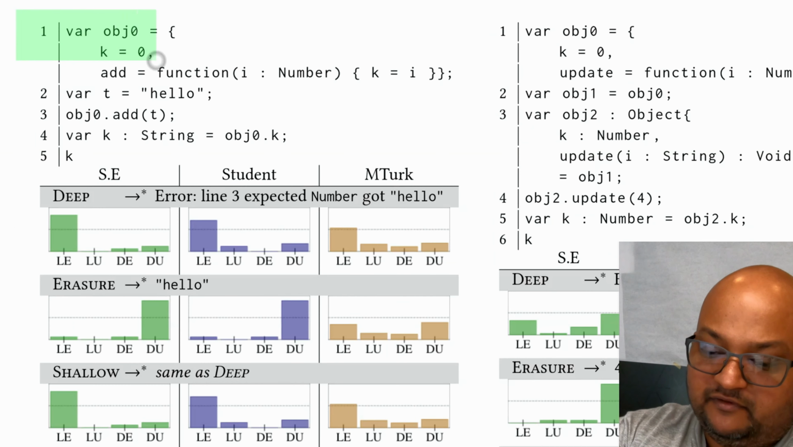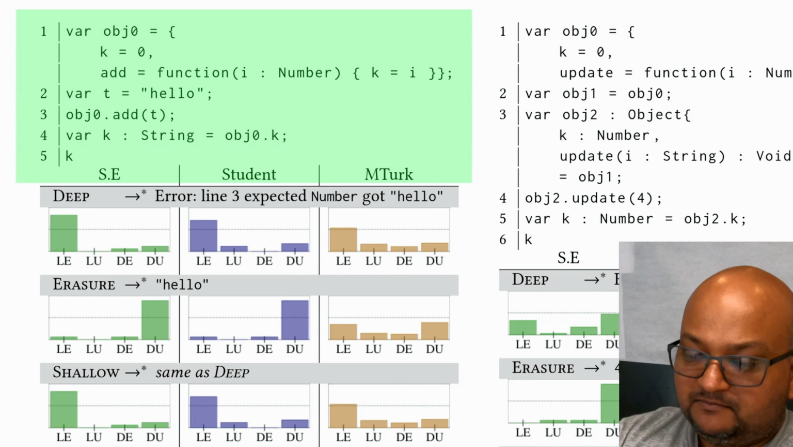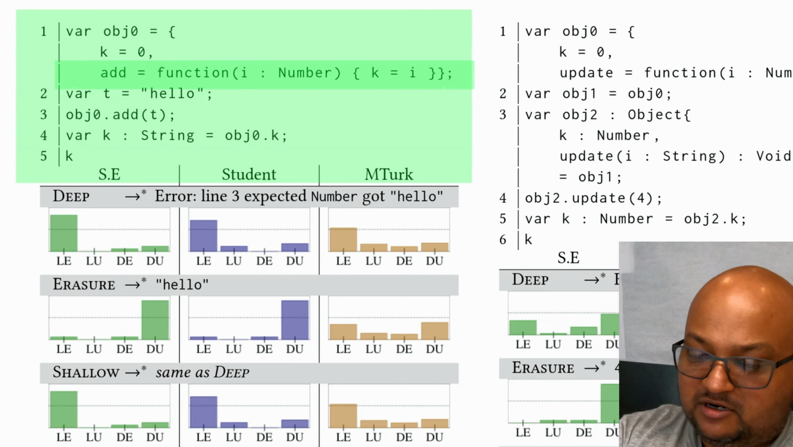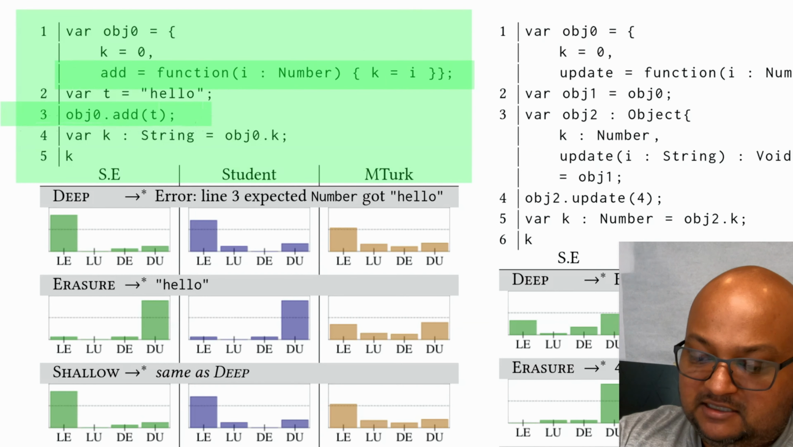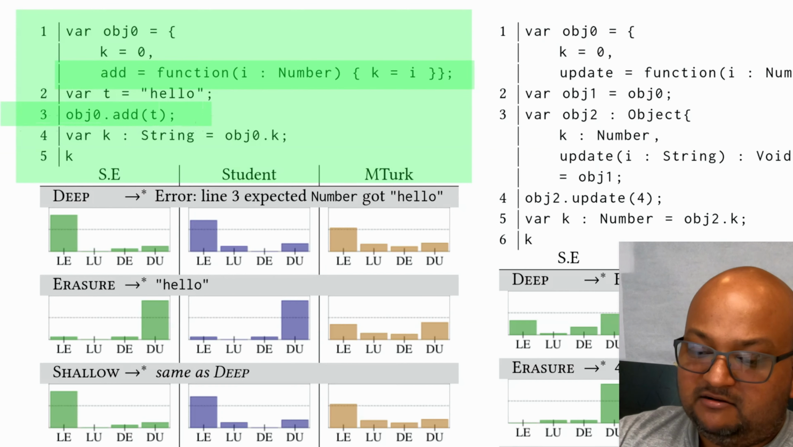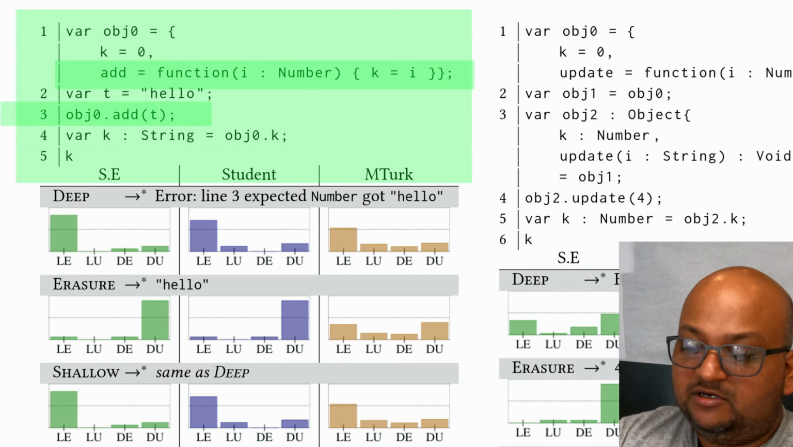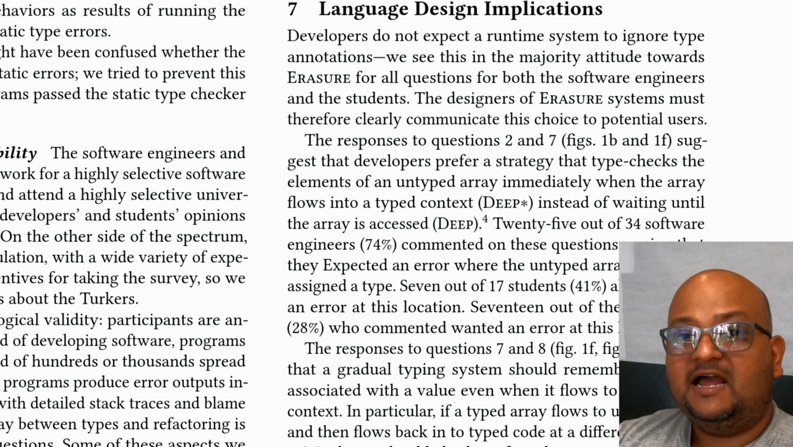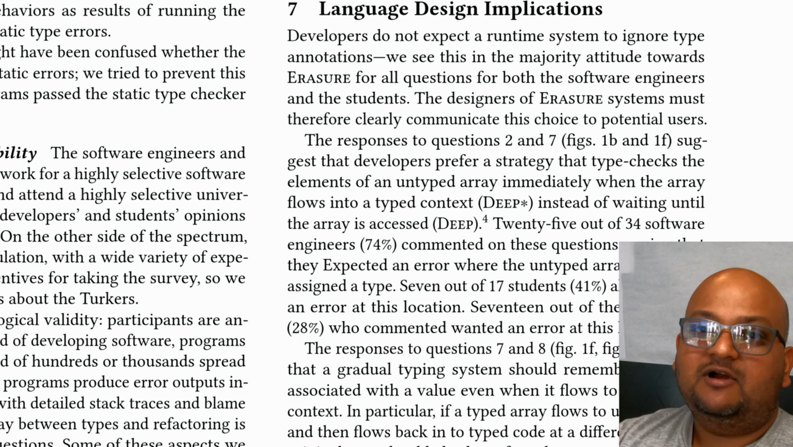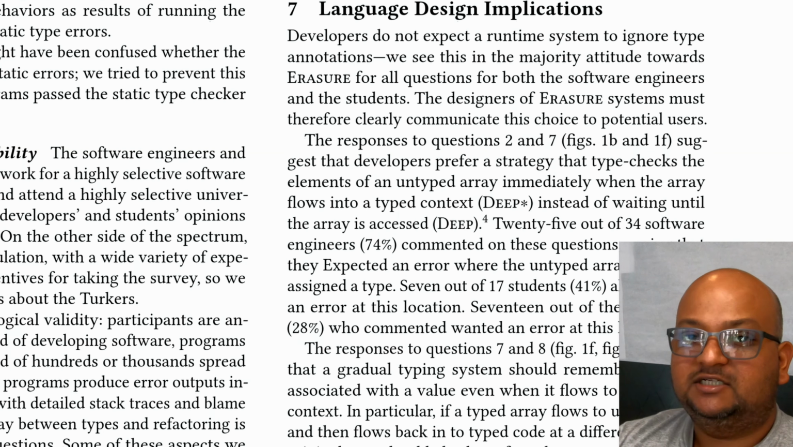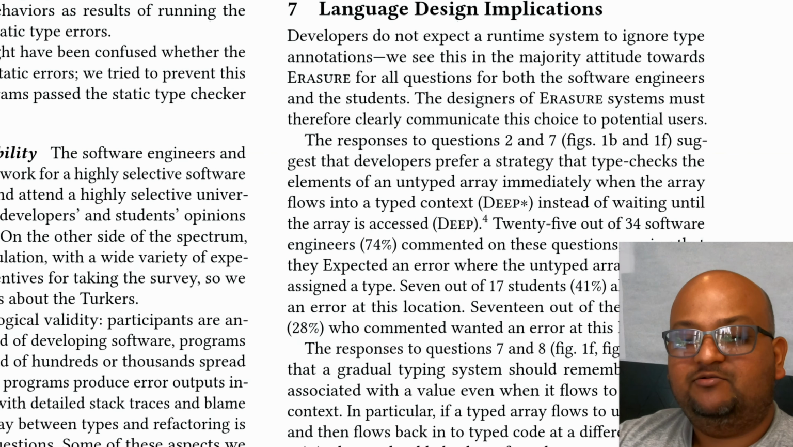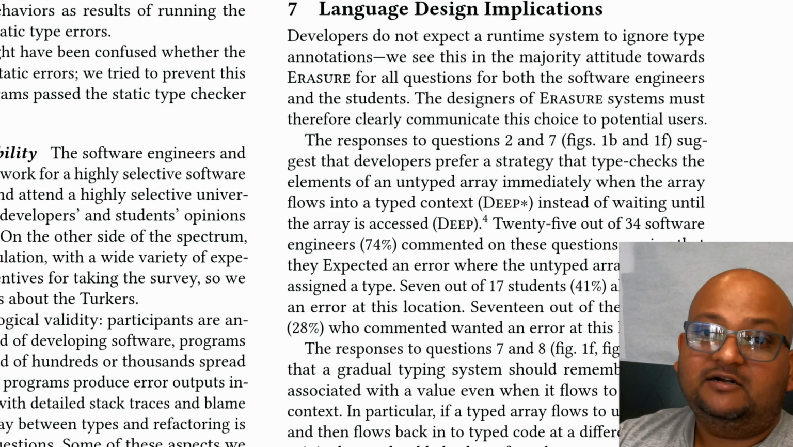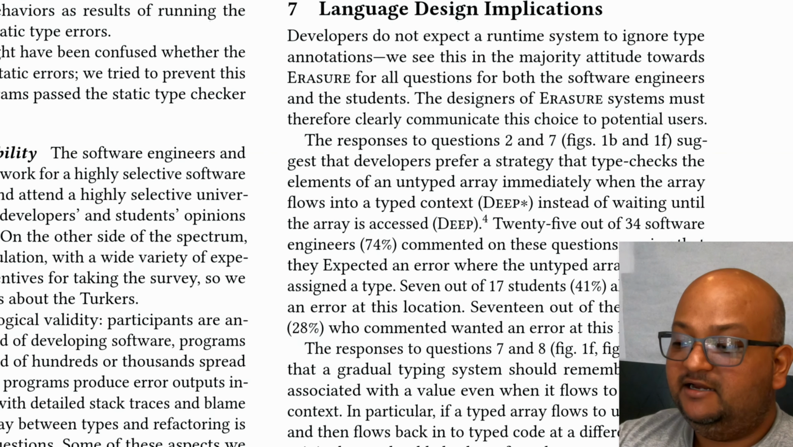We can see that same preference in a more complex example as well, where we have an object where one of the fields is a function that expects a number, and most programmers expect this line number 3 to throw an error because t is a string and we're trying to pass a string into a function that expects a number. There are a number of other factors to consider, such as whether the programmers prefer using typed languages or dynamically typed languages, how much exposure they've had to languages like TypeScript, and so on. And I encourage you to read the full paper for those details.